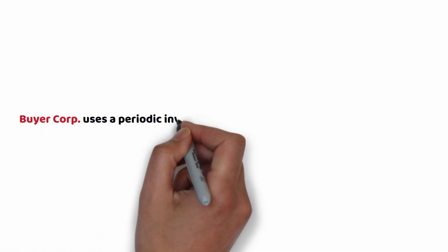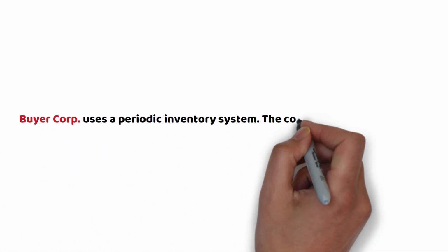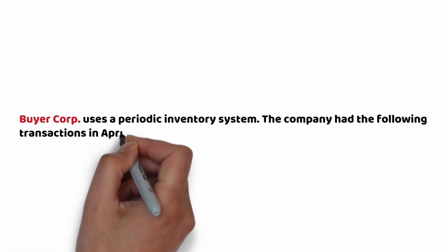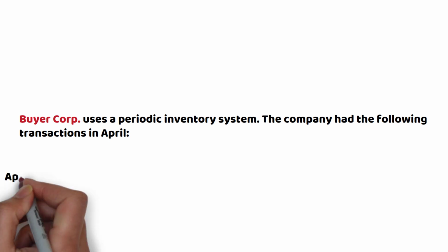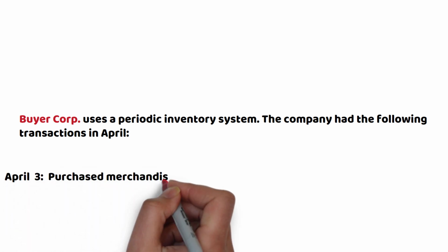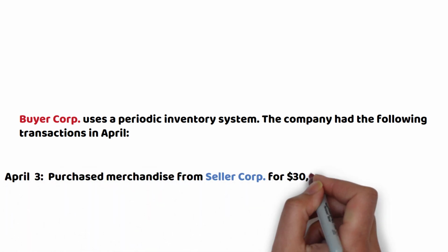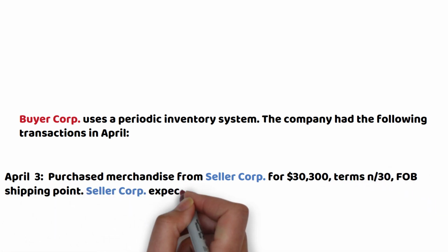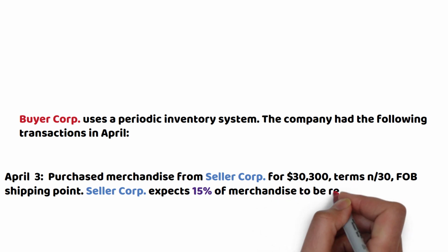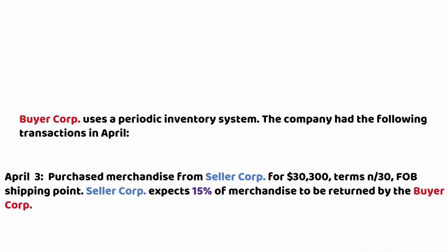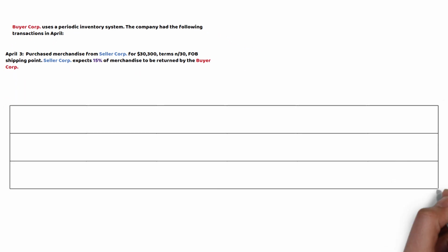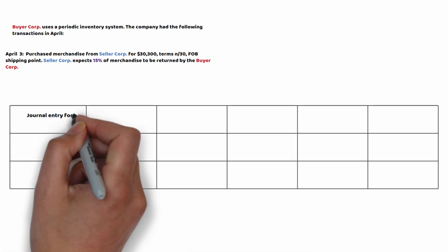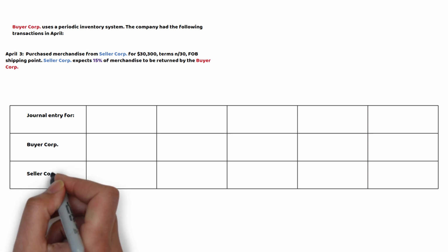Let's see how Bayer Corporation uses a periodic inventory system. The company had the following transactions in April. April 3rd, the Bayer Corporation purchased merchandise from Salor Corporation for $30,300. The terms are payment in 30 days. FOB is shipping point. The Salor Corporation expects 15% of the merchandise to be returned by the buyer.